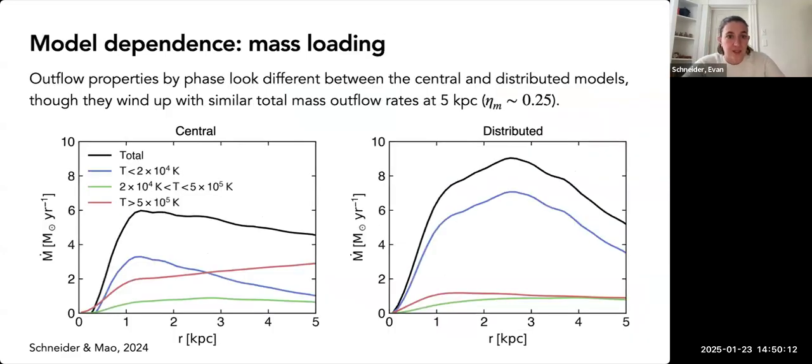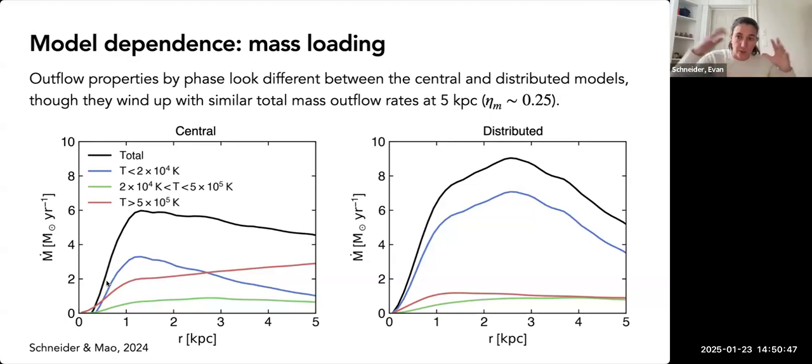All right. Quick note, just because I can't help myself, on some of the results in terms of how much mass and energy you get out of galaxies in these models. One thing that is true of these models is that if you look at the nuclear burst version versus the distributed burst version, you do get quantitatively very different amounts of gas in different phases.